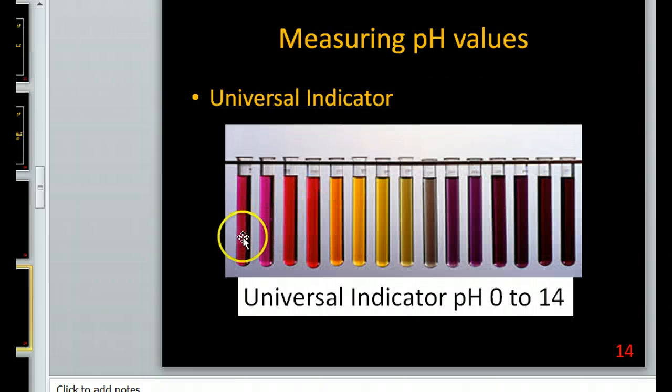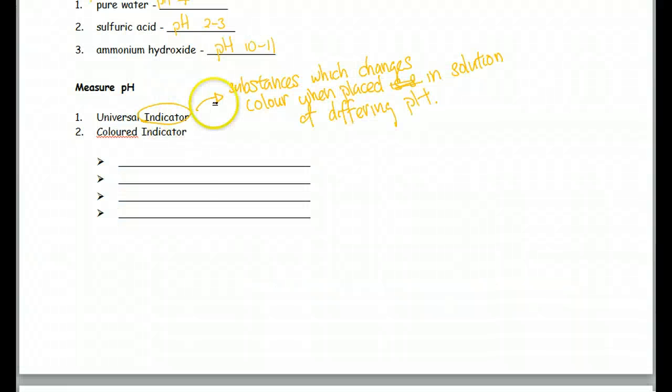As you can see here, the universal indicator has a color range. It ranges from 0 to 14, and these are examples of it. 0, 1, 2, all the way until 14. So 0, 1, 2, 3, 4, 5, 6, 7. This is 7, where the indicator is actually green in color. 1 or 0 is actually red, and all the way to 14 is actually violet. These are the colors you must know.